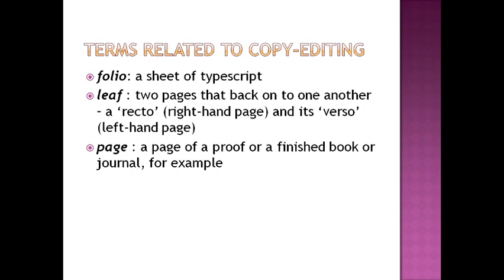And what is leaf? It is two pages that back onto one another. It is two pages of a typescript, and the right hand page is known as recto. Please remember, the right hand page is known as recto. So take a book, you will understand your right hand page will be known as recto, and the left hand page is known as verso. And these two pages together are known as leaf. Third is page. Page is a proof.